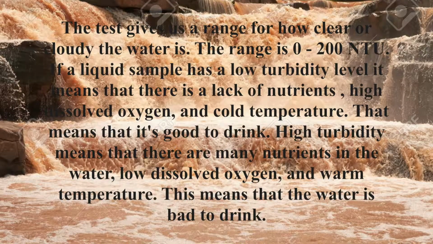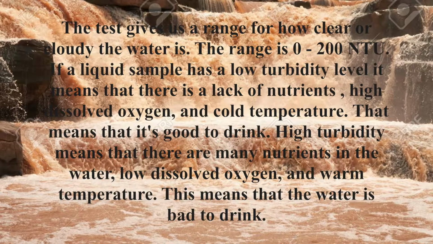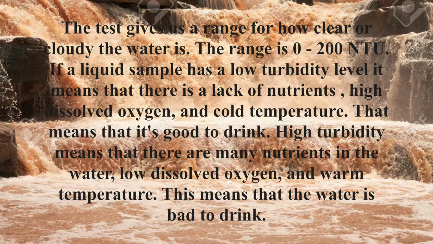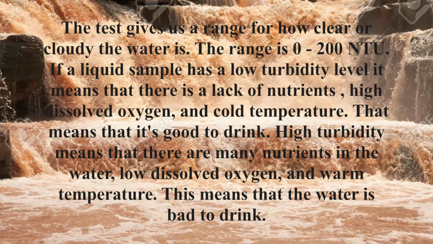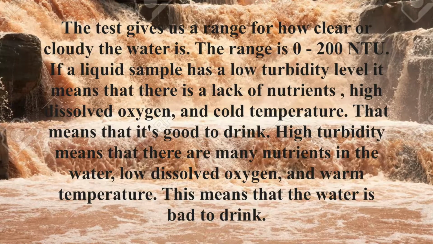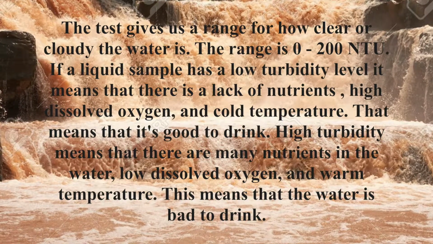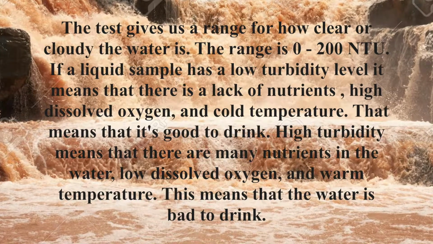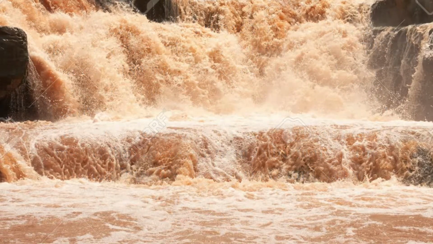The test gives us a range for how clear or cloudy the water is. The range is 0 to 200 NTU. If a liquid sample has a low turbidity level, it means that there is a lack of nutrients, high dissolved oxygen, and cold temperature. That means that it's good to drink. High turbidity means that there are many nutrients in the water, low dissolved oxygen, and warm temperature. This means that the water is bad to drink.